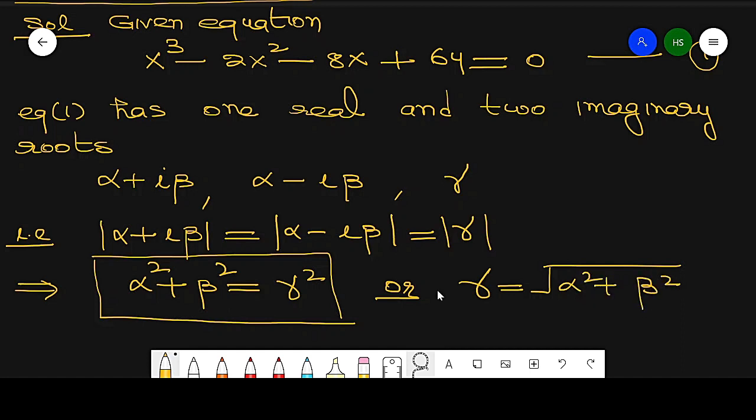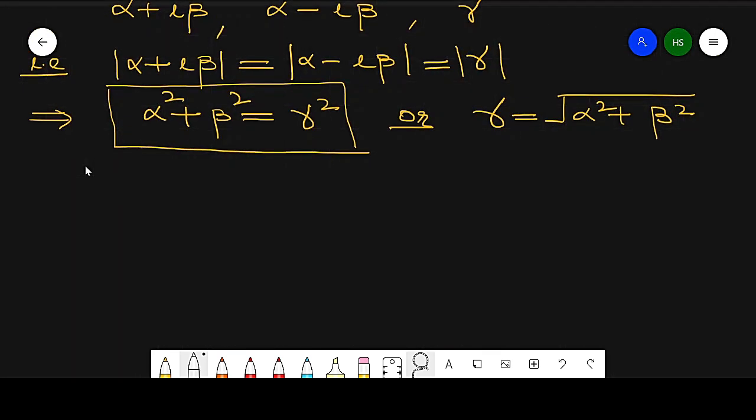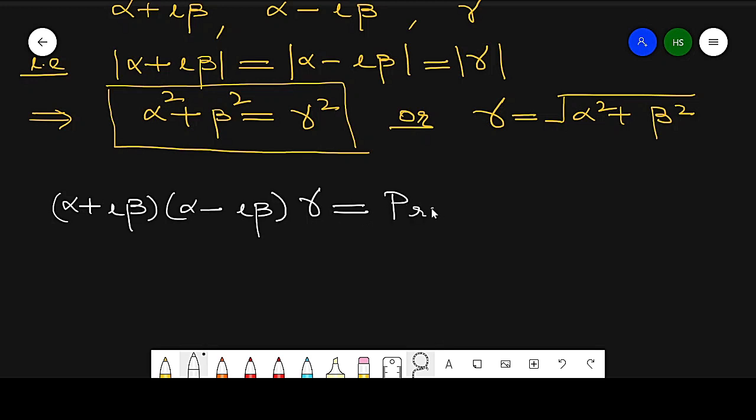Now we have three roots. One is alpha plus iota beta, second is alpha minus iota beta, and third is square root of alpha square plus beta square. Now first, if I take the product of roots, the product will be alpha plus iota beta, alpha minus iota beta into gamma. So this is the product.